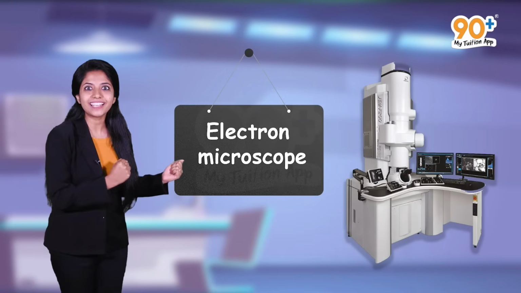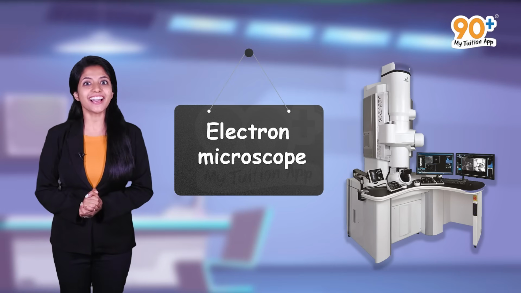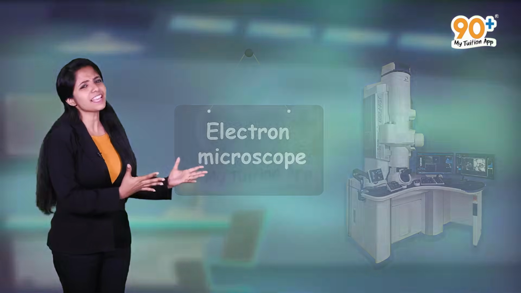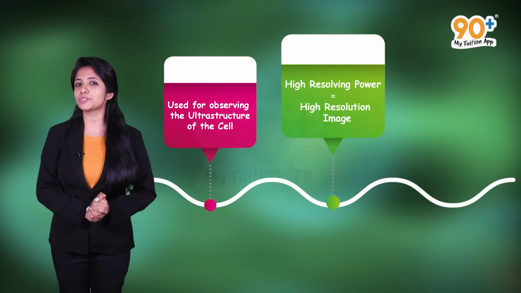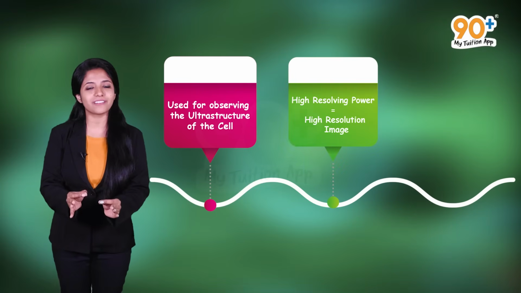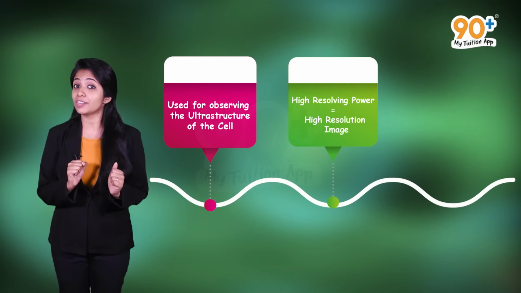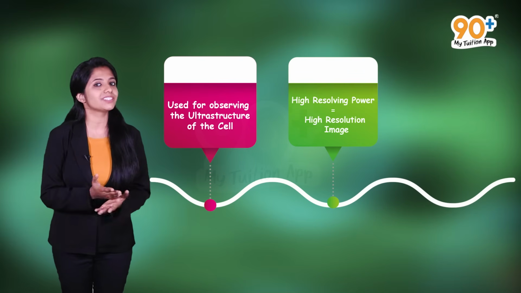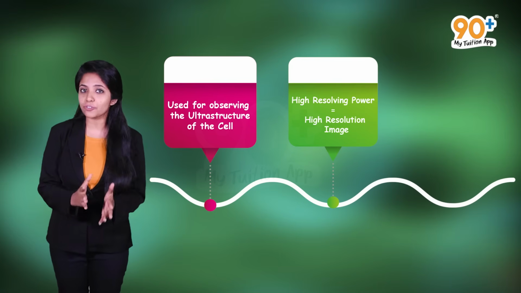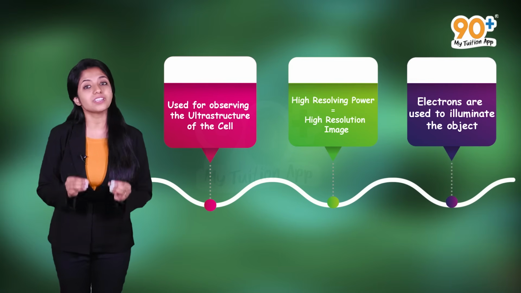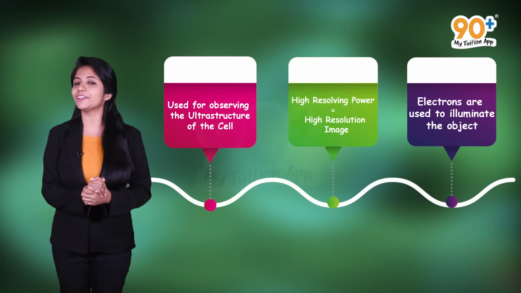It seems really huge, right? It's huge and it's an amazing tool to observe the ultrastructure of the cell because of its high resolving power. Because of this particular feature, it produces high resolution images. And as the name suggests, in the case of electron microscopes, electrons are used to illuminate the object.